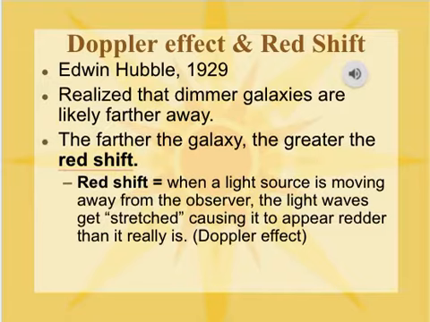So Edwin Hubble in 1929 was making these kinds of observations from a ground-based telescope. He thought that section of the sky was empty. He's looking at really bright galaxies, and he realizes that those dimmer ones are likely farther away. He also noticed that those farther away galaxies had kind of a reddish tinge to them, and we call this a redshift.